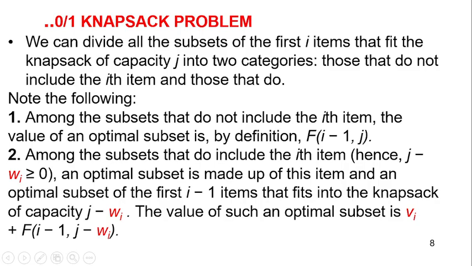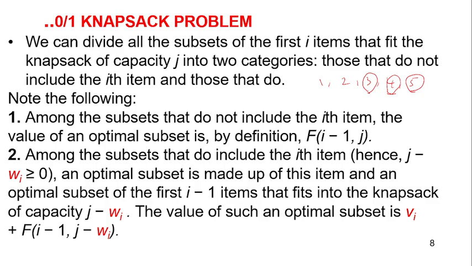So we can divide the subsets for the first i items. If you have items 1, 2, 3, 4, 5, at a particular stage, when i takes the value 3, you have two categories: whether you are going to include this third item or not. Whether you are going to include the fourth item or not, whether you are going to include the fifth item or not, that you have to find out.